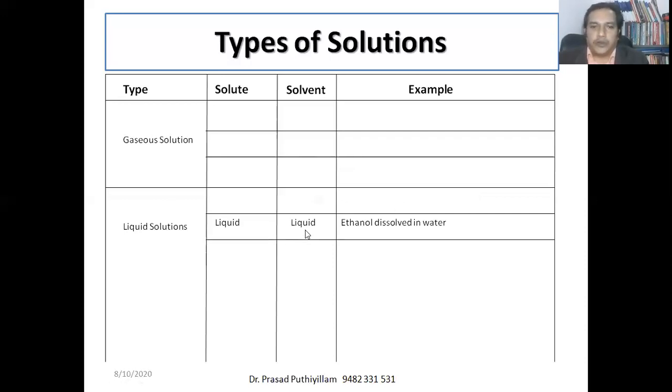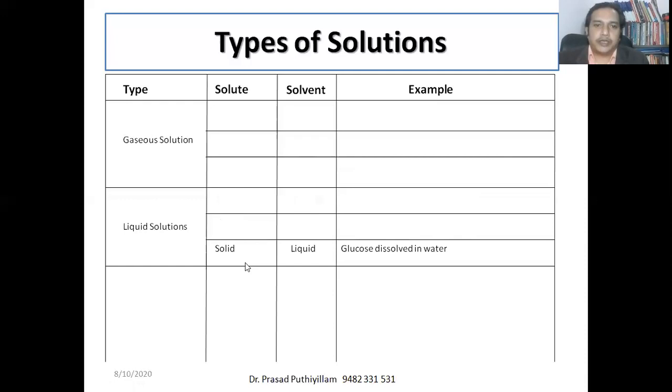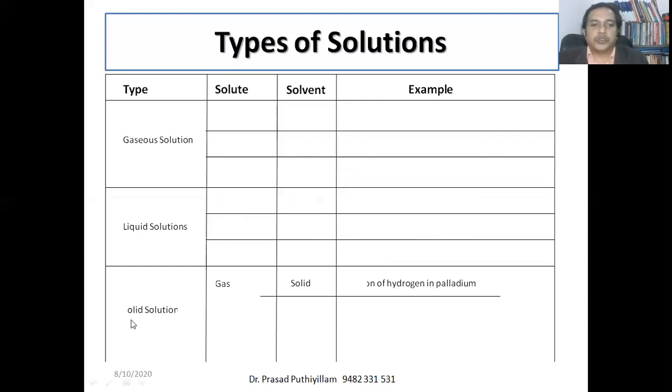Liquid in liquid, that is ethanol, in liquid state, dissolved in water, water also being in liquid state. Third one, solid in liquid. Among general examples, we see many, like salt in water or glucose dissolved in water. The third type, that is solid solutions, in which the solvent is solid and the solute may vary.